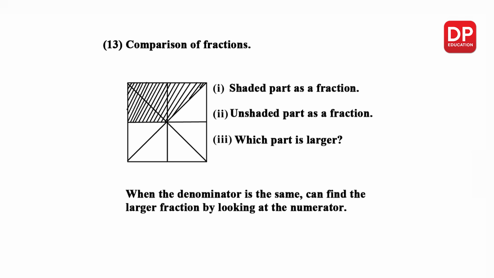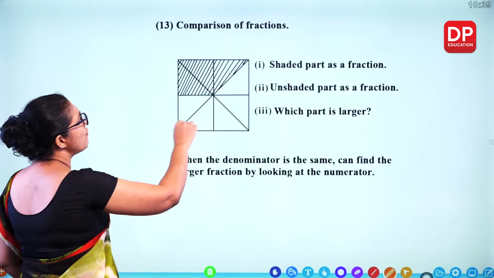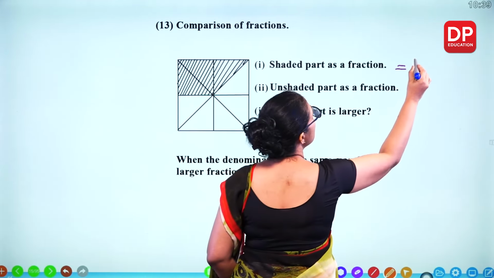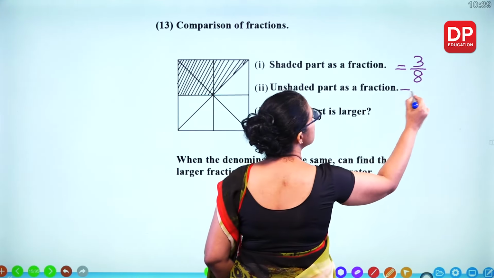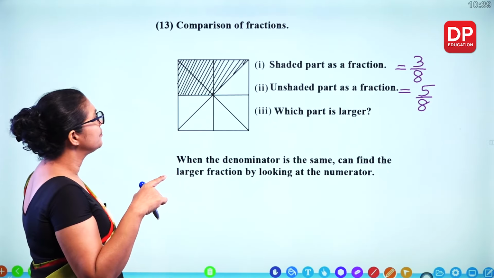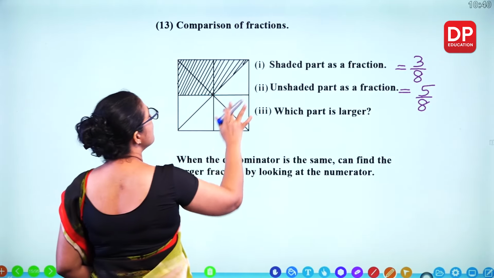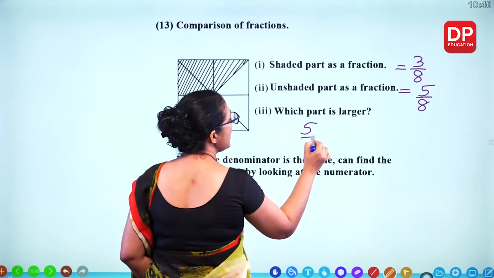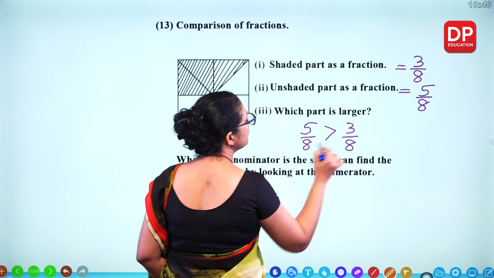Comparison of fractions. So what's the shaded part in this diagram? Out of 8 parts, 1, 2, 3. 3 parts shaded. So 3 out of 8. Unshaded, 5 parts. 5 out of 8. Which part is larger? What can you see? We can see from the diagram, the unshaded part is larger. So 5 over 8 is larger than 3 over 8.